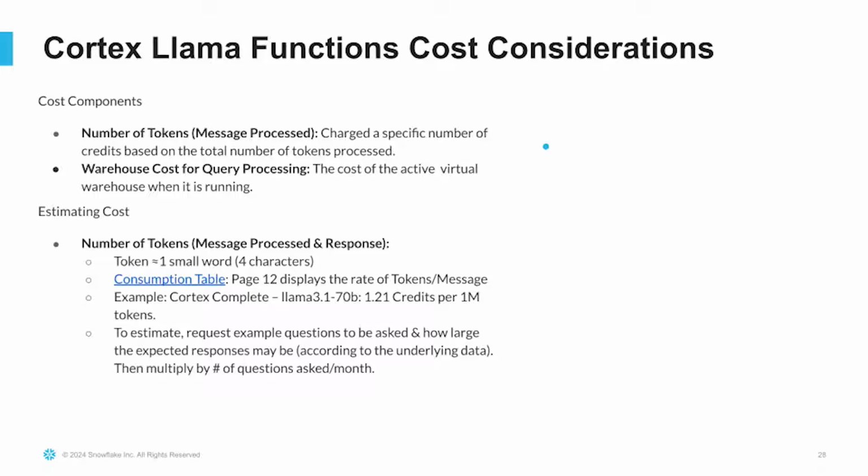The model's operation is distinct from the warehouse costs for query processing, so it's decoupled in billing. You pay for two things: the warehouse for running the SQL query that calls the Cortex function, and the tokens for the LLM processing. The Llama token cost is typically a separate fixed rate and not directly tied to the size of the virtual warehouse that you use in your SQL execution.